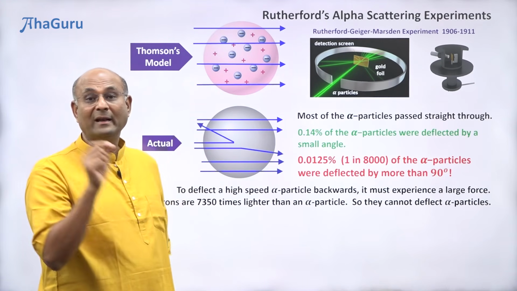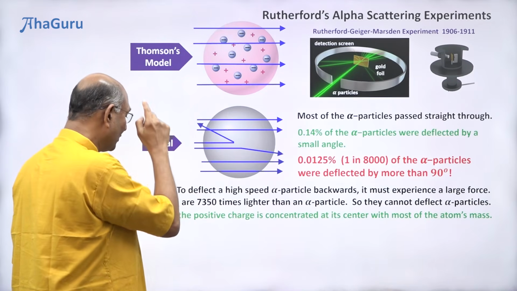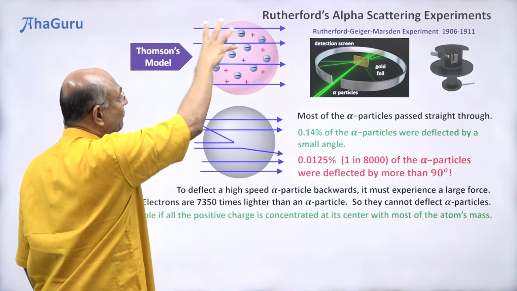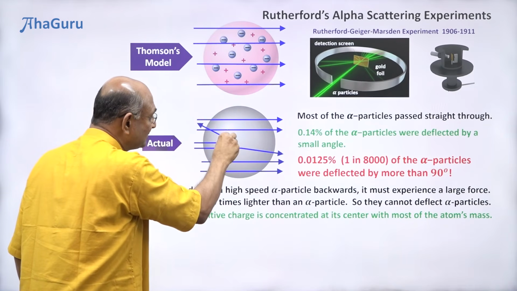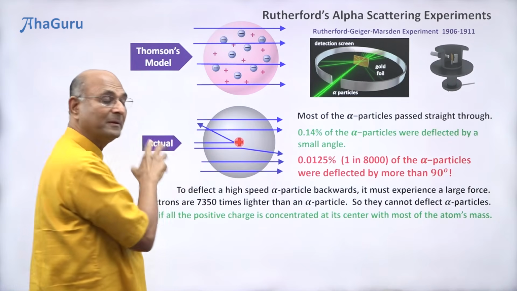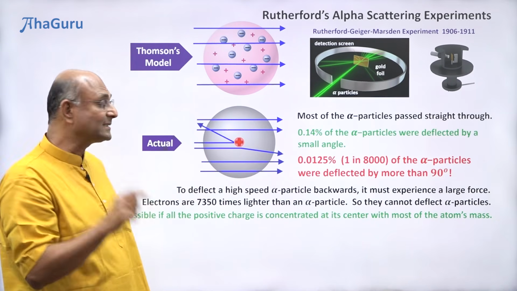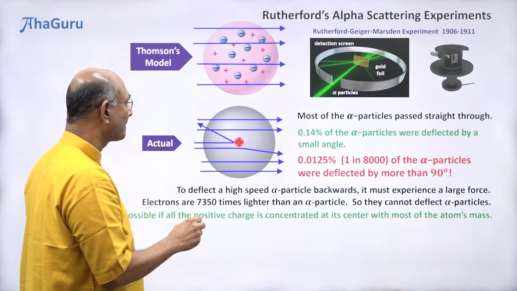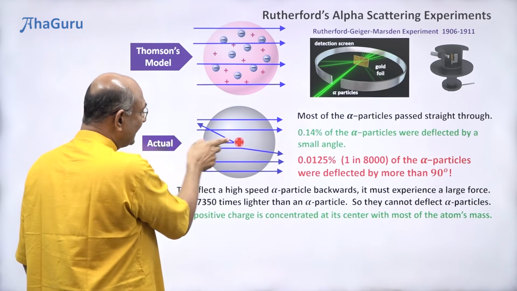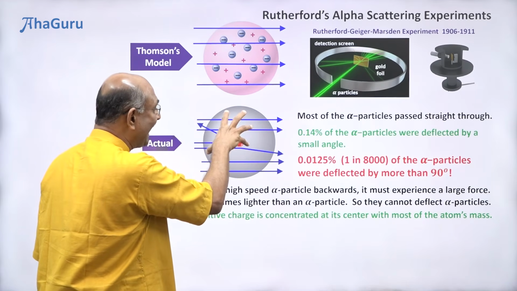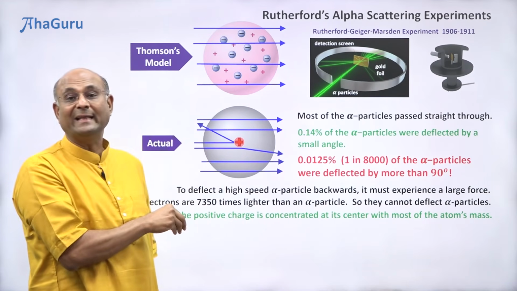So this led Rutherford to suggest that the only possibility was that the entire positive charge, not like what Thomson said, must be concentrated at the center. But not just that. This positive charge must also have a lot of mass, right? Only then can it deflect the alpha particle backwards like this. So most of the atom's mass must also be sitting there.